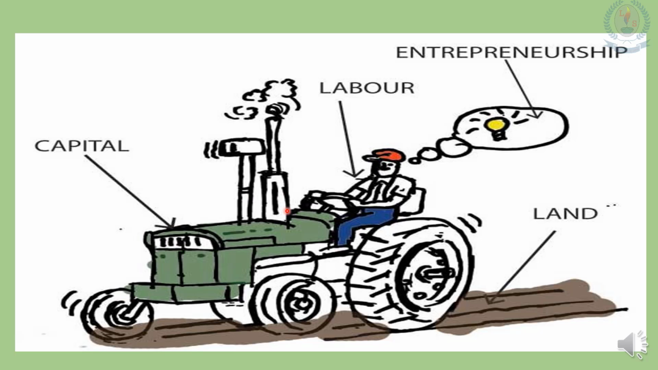By looking at this picture, we can identify the factors of production. That's why I added this picture for you all. This is very important. Here we can see 4 factors: land, labor, capital and entrepreneurship.